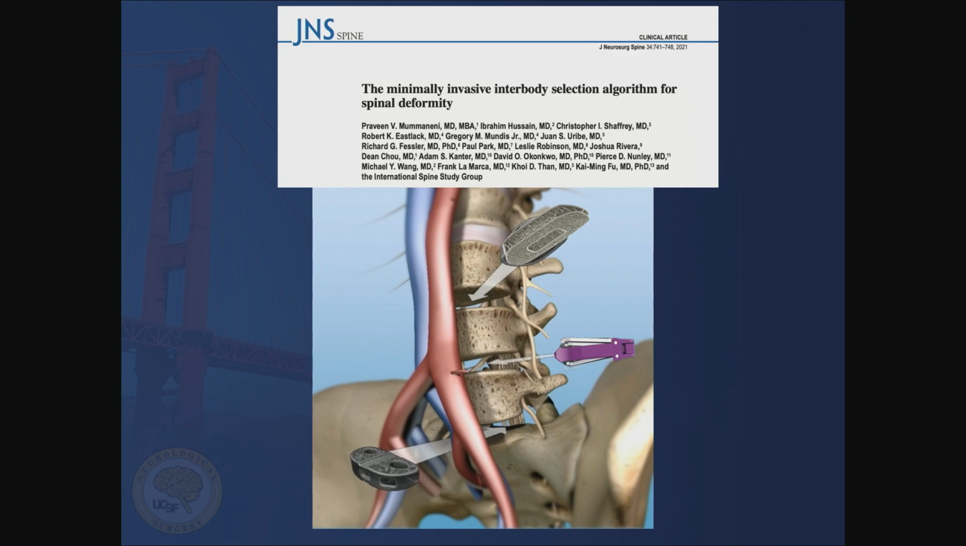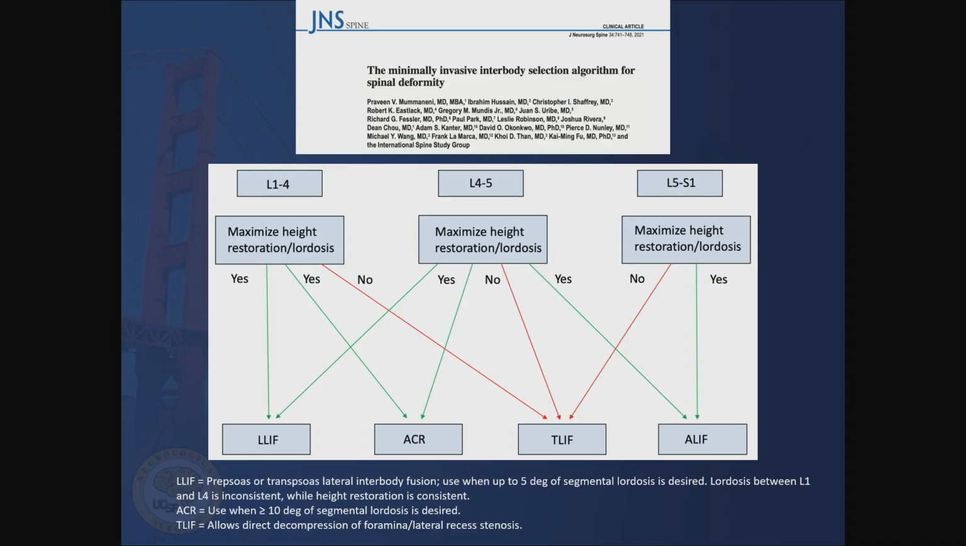This was a secondary algorithm that we created. And the question often gets asked to me, when should I go lateral? When should I do a T-lift? When should I do an A-lift? So this article came out, and we tried to answer that question. And this is basically what we found after surveying some very experienced deformity surgeons, is that if you want to create lordosis, you typically can go lateral or you go A-lift.